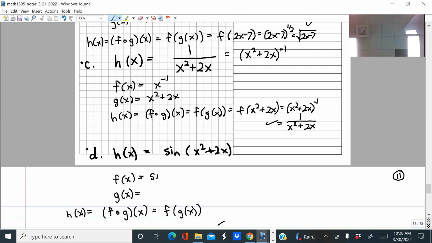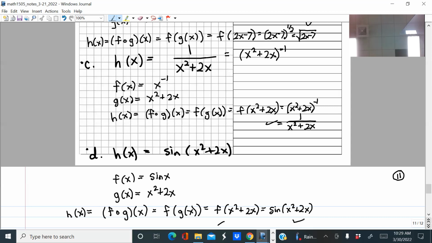Right, so I think everyone wrote it down nicely there. We can let f of x be sine of x, and then we can let g of x be x squared plus 2x, right? And then when we compose these two functions, we'll have f of g of x, but g of x is x squared plus 2x. And then when you apply f to a quantity, you just take its sine, right? So you would have sine of x squared plus 2x, and that's it, right? That's the original function h, okay?